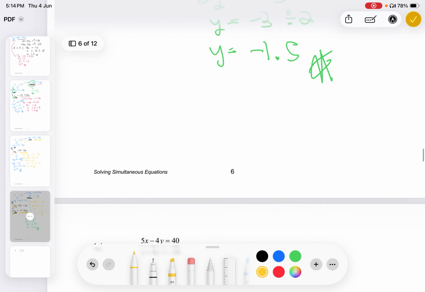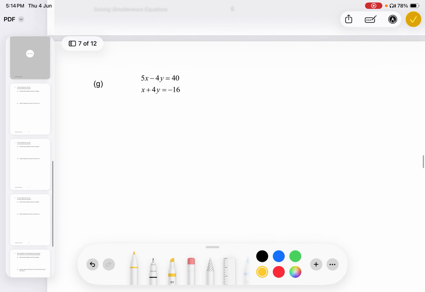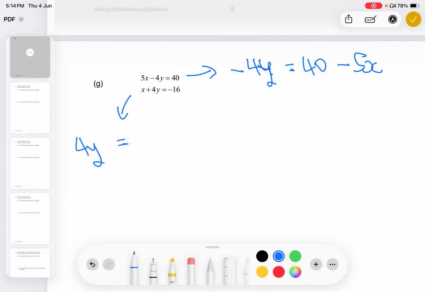Then the next one here. The next one will be this. So again the same thing. I change this: minus 4y will be 40 minus 5x. So okay, the next, this one will be 4y. 4y will be minus 16 minus x. So this is minus 4y.